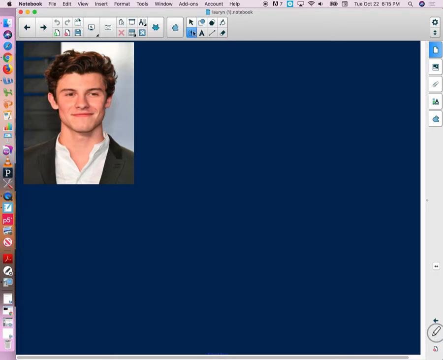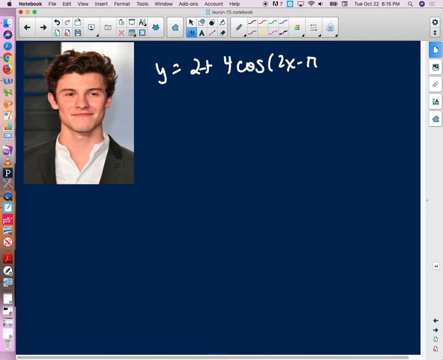Y is equal to 2 plus 4 cosine of 2x minus pi. In class, I pointed out there's a 3 hanging off the end. I didn't intend for it to be there. This is plus. All right, the amplitude is 4. The period is 2 pi over 2, or pi. I divide that into 4 equal parts, and I'm going to count by pi over 4.